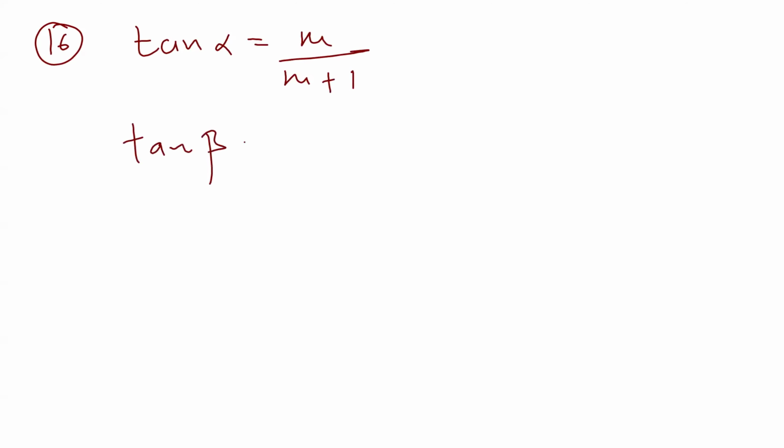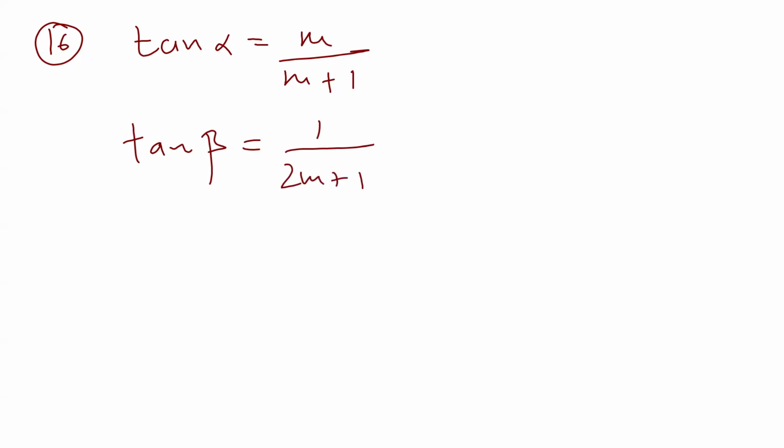In this session, we'll be completing the problems which we have not done earlier in session number 1. So let us go to question number 16 from exercise 5A. As we can see, there are two things given to us: tan alpha is equal to m upon m plus 1, and tan beta is equal to 1 upon 2m plus 1. Then what is the value of alpha plus beta?